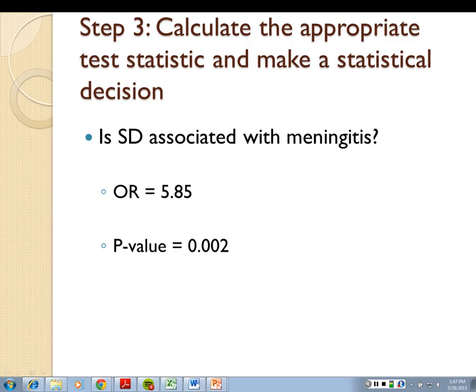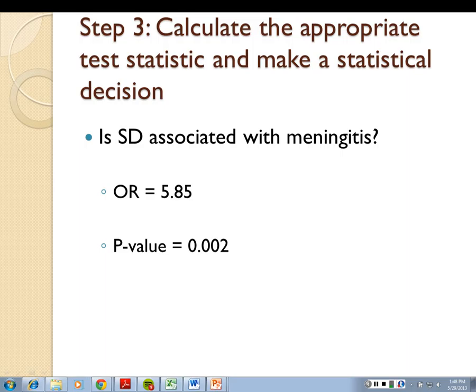So in our example, we found an odds ratio of 5.85. Now I found a p-value of 0.002. So what does this mean? Remember that we set our alpha value at 0.05. We have to compare our p-value to our alpha. If the p-value is less than our stated alpha, then we can conclude that our results are statistically significant, and we reject the null hypothesis in favor of the alternative.